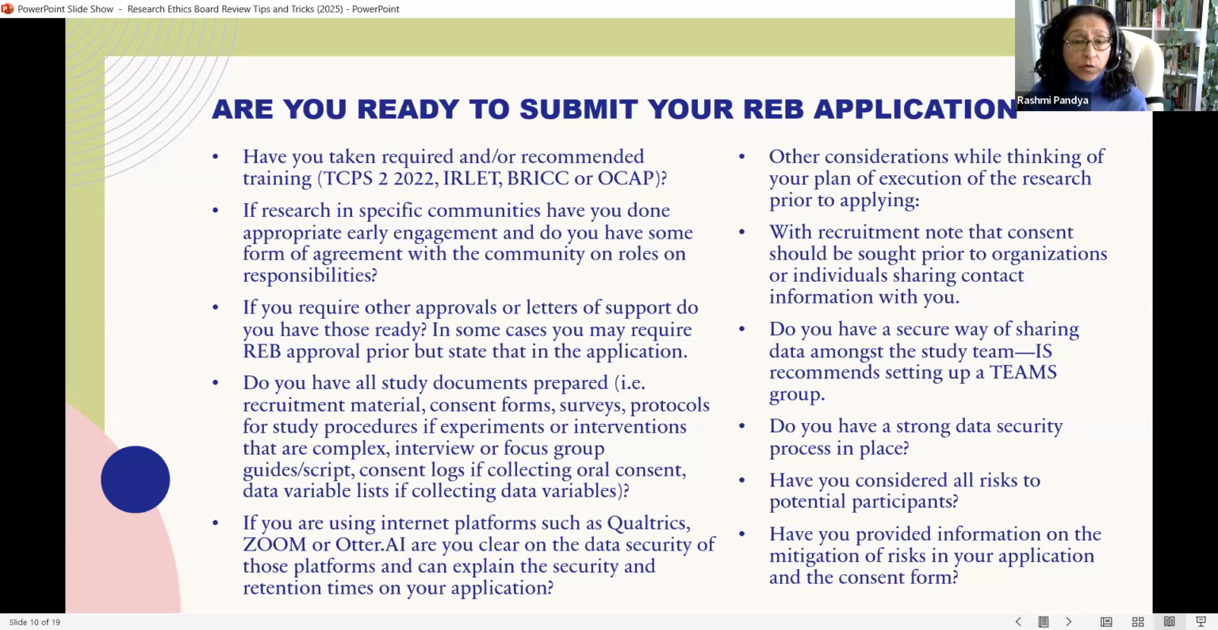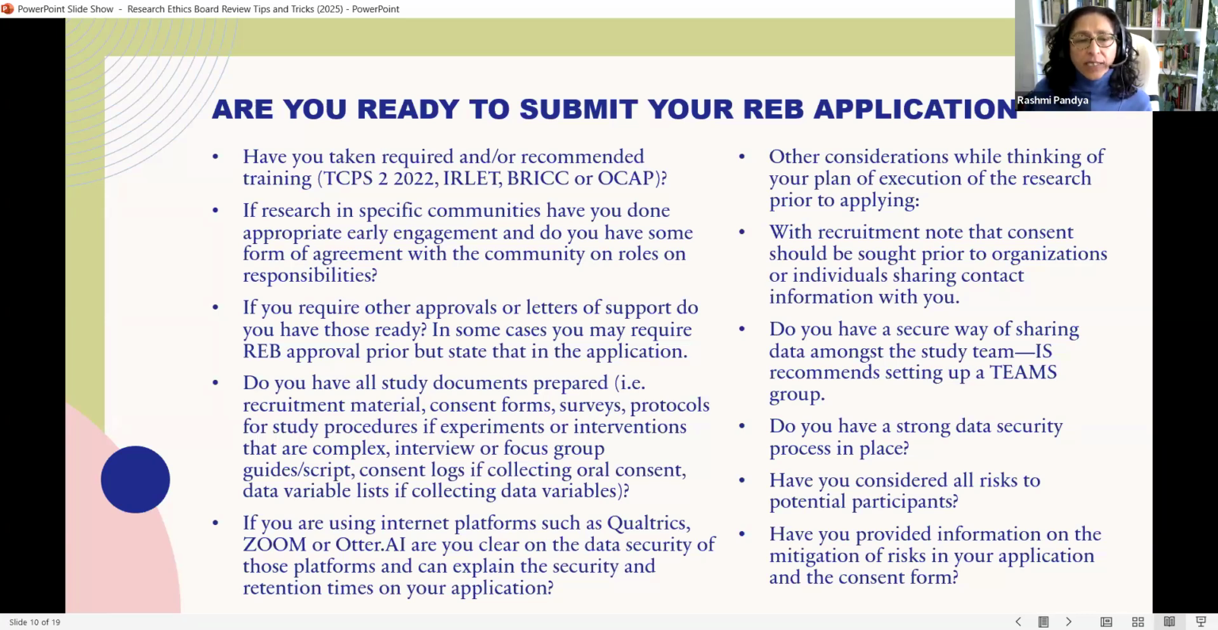Do you have your interview or focus group guides or script ready? If you're doing oral consent, a lot of people use Zoom or Teams now to do online interviewing or focus groups. So you do need to document consent. A consent log would record who took the consent, when, that the person consented, who that person is, and that the consent form was fully reviewed with them.